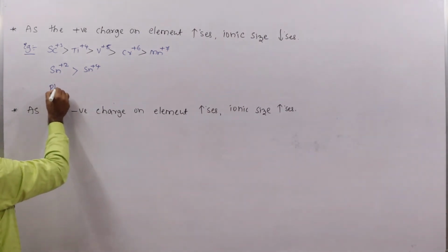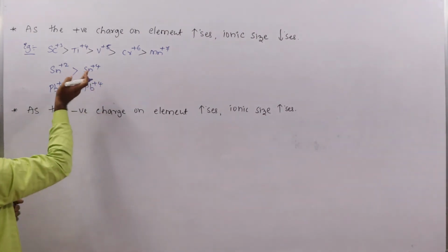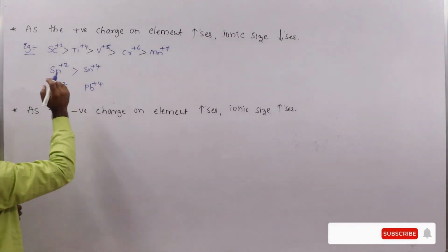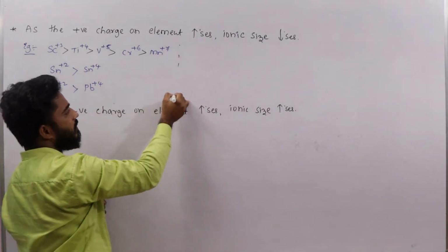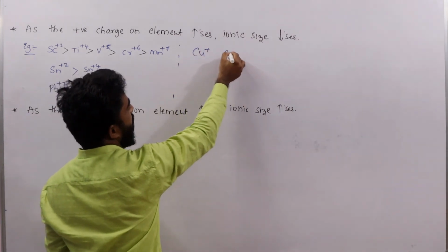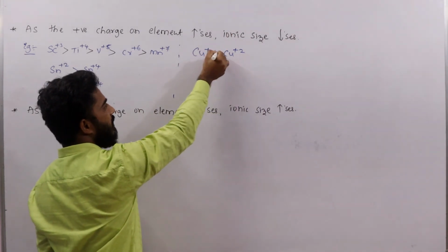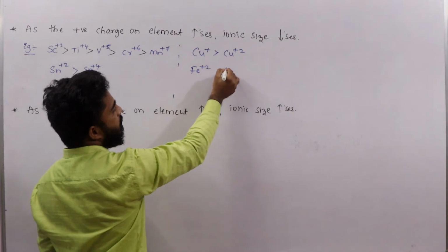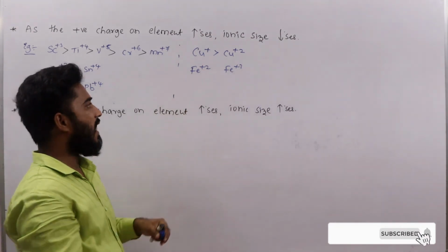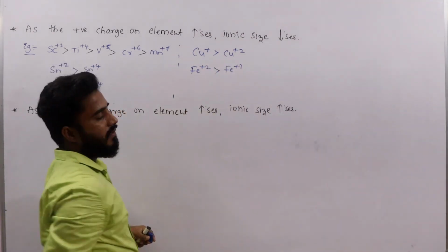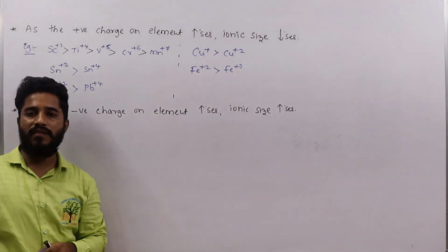If you take Pb2+ and Pb4+, from here to here, charge increases, then size decreases. Also if you take Cu+ and Cu2+, from here to here, charge increased, then size decreases. Fe2+ to Fe3+, from here to here, charge increases, then size decreases. So like this, as the positive charge increases on an element, ionic size decreases.